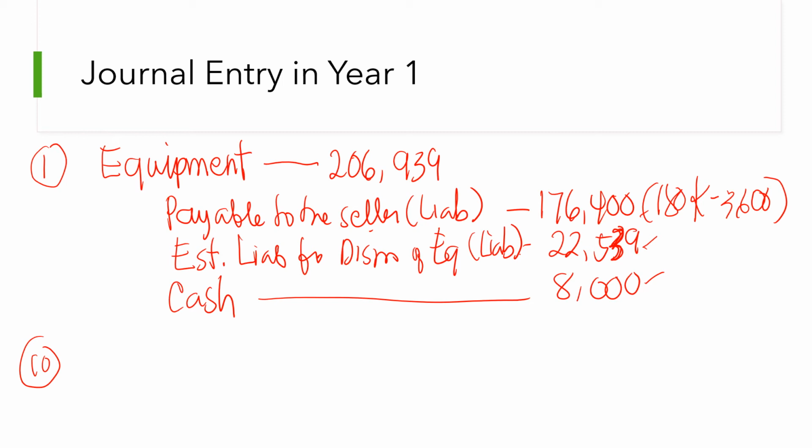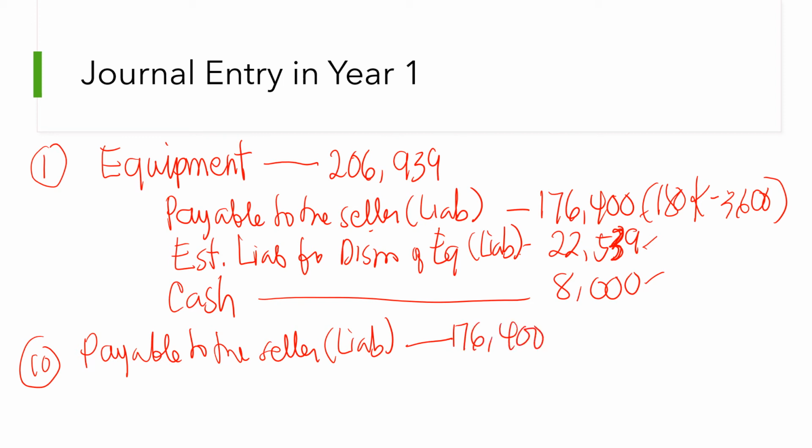So after 10 days, we need to pay for our liability. Since this is paid within the discount period, our journal entry will be just debit to payable to the seller of the equipment. So this is a liability, so we debit it. Now this is 176,400 and credit to cash, 176,400. What if not paid within the discount period? If not paid within the discount period, our entry will be debit to payable to the seller.